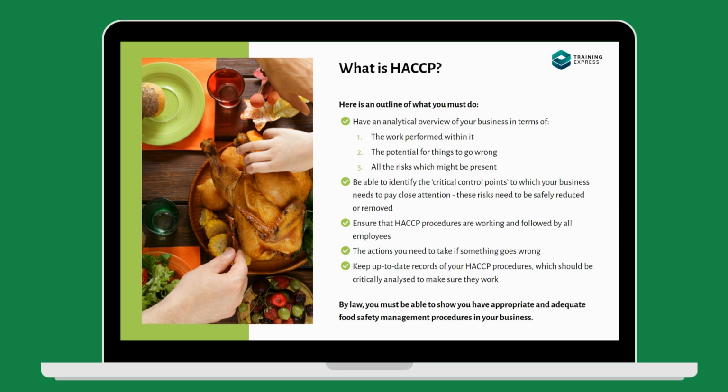Ensure that HACCP procedures are working and followed by all employees. The actions you need to take if something goes wrong. Keep up-to-date records of your HACCP procedures, which should be critically analysed to make sure they work. By law, you must be able to show you have appropriate and adequate food safety management procedures in your business.